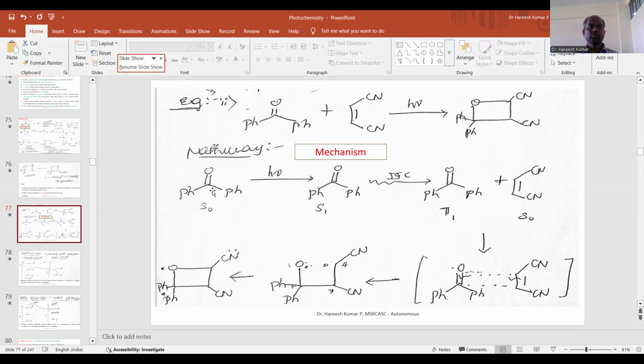So if we look at the mechanism, the ground state benzophenone, on irradiation at the lambda max of benzophenone, is converted into the singlet. This undergoes intersystem crossing, forming a triplet. This triplet state of the carbonyl compound reacts with the ground state of the alkene, forming a product. What is that product? You know that this alkene is electron deficient. That's the reason carbon-carbon bond formation takes place first. Later on, oxygen-carbon bond formation takes place, forming the major product. I will go to the next slide.